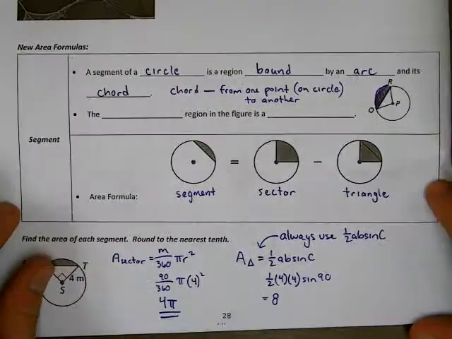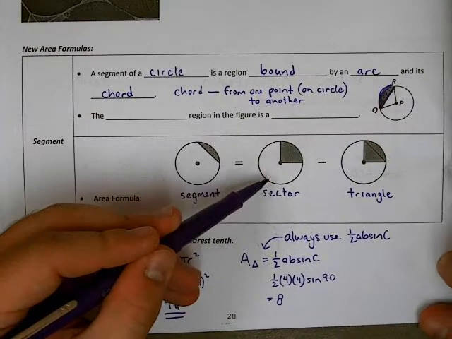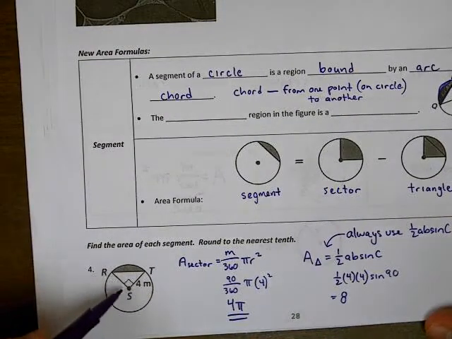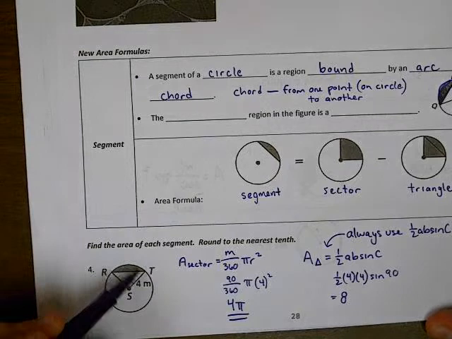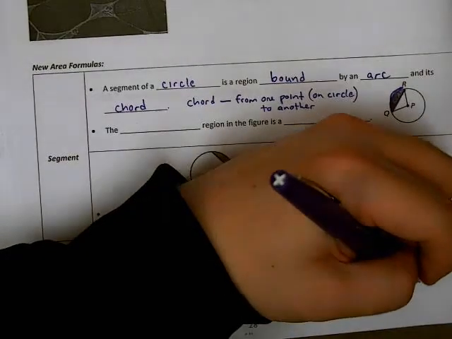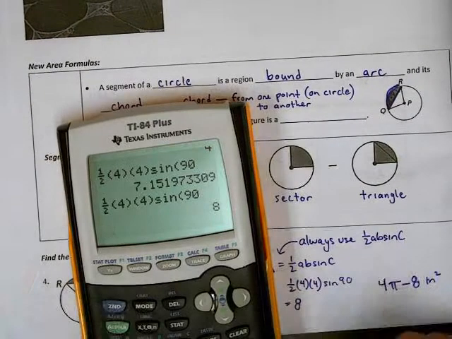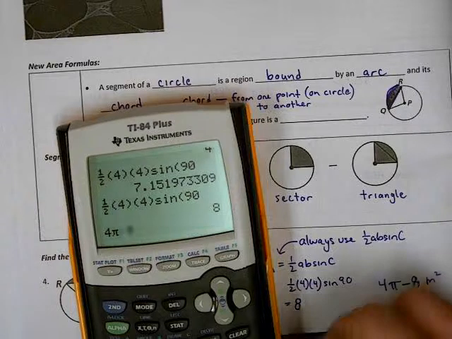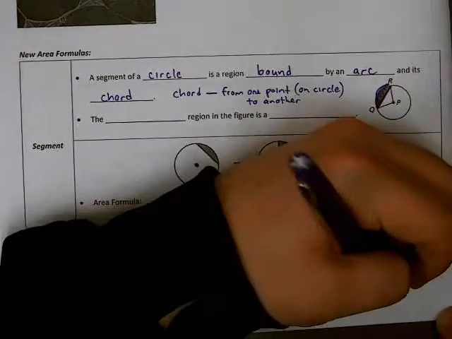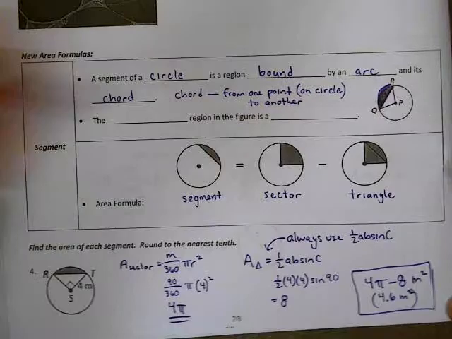Last thing you must remember, to get the segment, right, we do what? Sector minus triangle every time. And why is that? Well, the triangle's like the white space, right? We need to remove that from the original sector. So my answer is 4 pi minus 8, and we are in meters squared, which then, again, for those of you without the nice calculators that'll do all this, should be something like 4.6. 4.6 meters squared. All right, both answers perfectly acceptable.